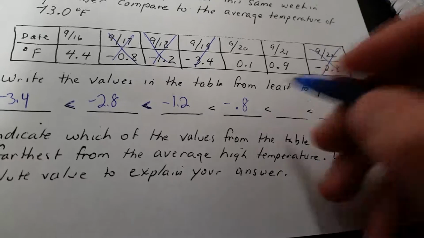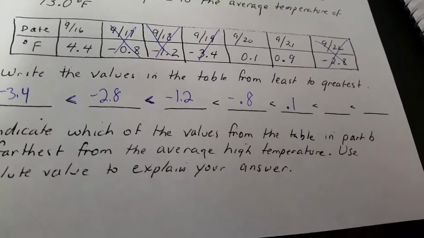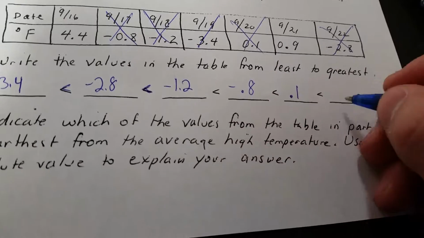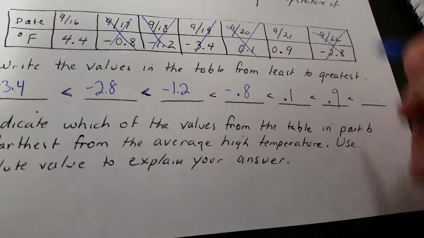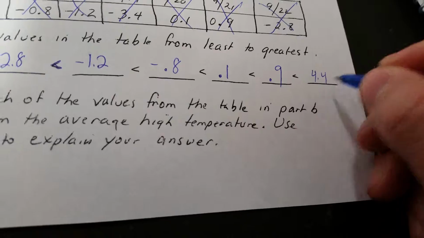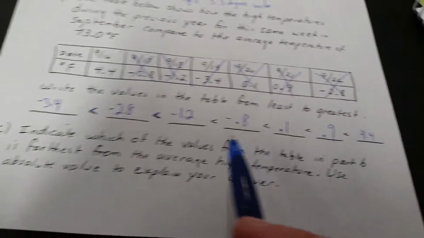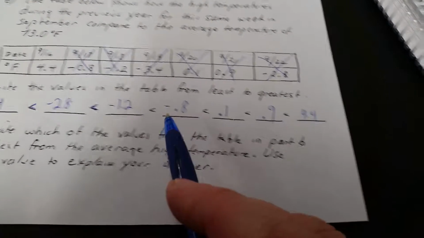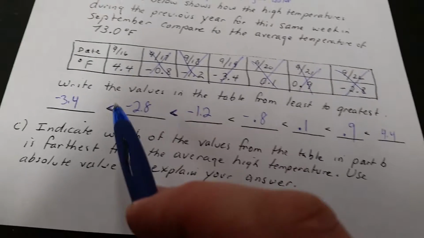Then you have 0.1, 0.9, and 4.4. So if you look at this whole inequality statement, this represents a number line as well. And let's see if this is true.